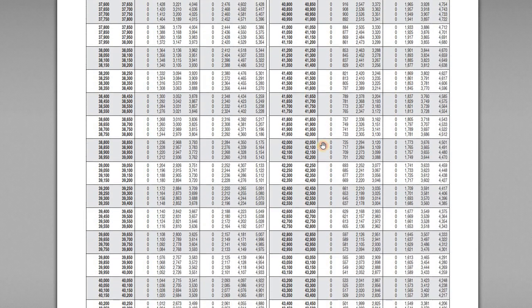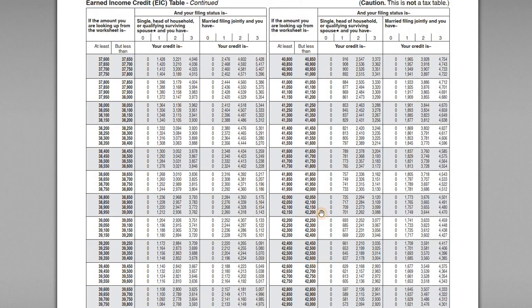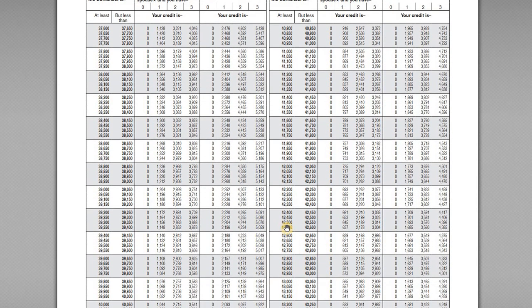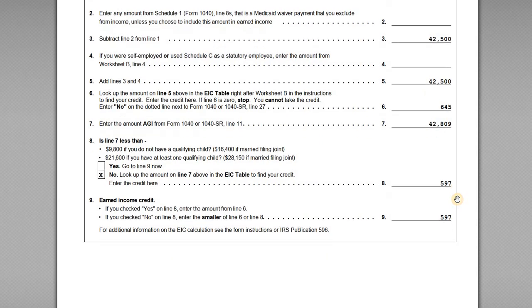So we're going to scroll on down here and we can see $42,500 is this line item right here, right? And then we have 1 qualifying child and we're filing as head of household. So if we have $42,500, we move across to the right hand side, and in this column 1, you can see the $645 figure there. So $645 is the amount of EIC calculated on his earned income. So we enter $645 there.